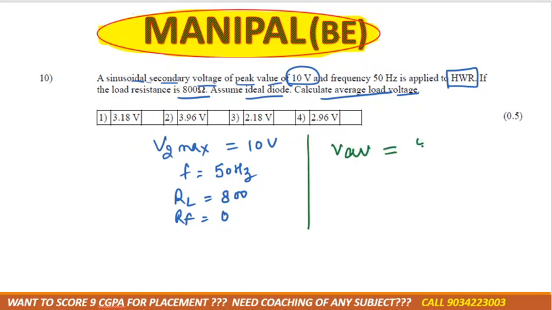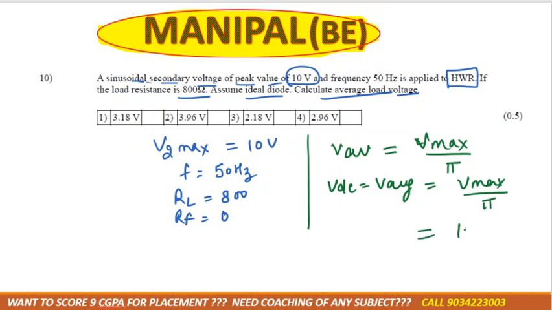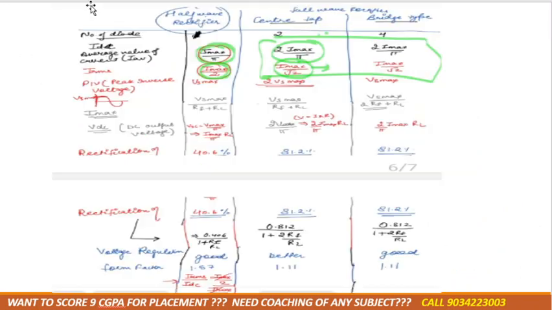V average is how much? We'll have formula for the V average, that is V max divided by pi, or we can say VDC is equal to V average is equal to V max divided by pi. So simply we can do 10 divided by pi is 3.14. If we'll solve it, then it will be 3.18 volt. The answer. Okay. If you want to know all the formulas, like for the half wave rectifier, for the center tap, and for the bridge type rectifier, I have written this over here. I know it's not clear, but you can take a screenshot. You will get to know about it. Okay. So this is up to here.